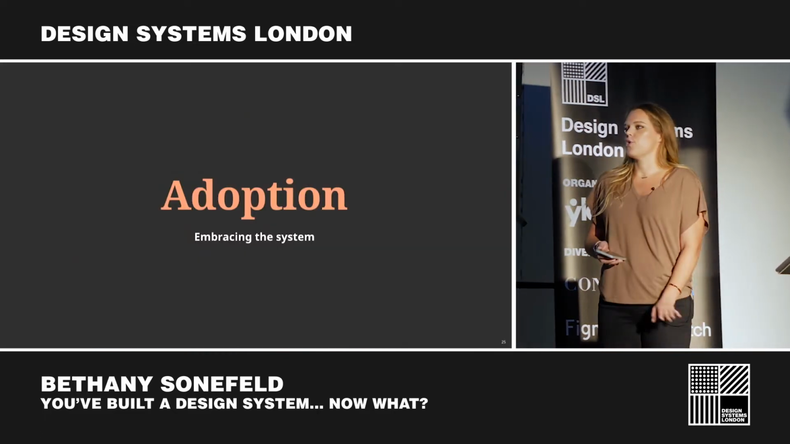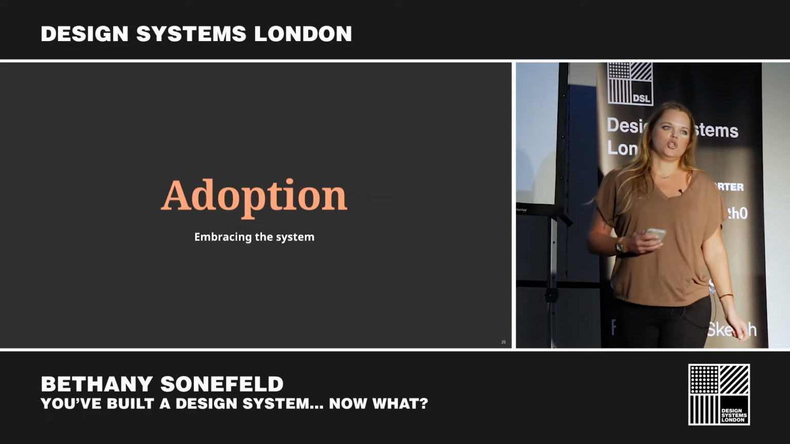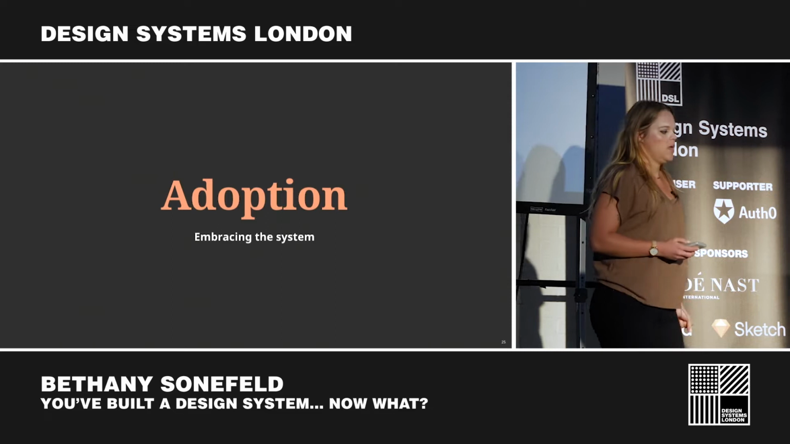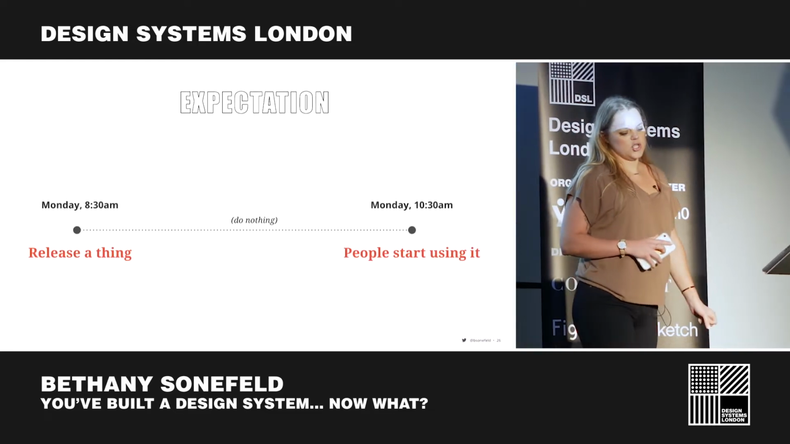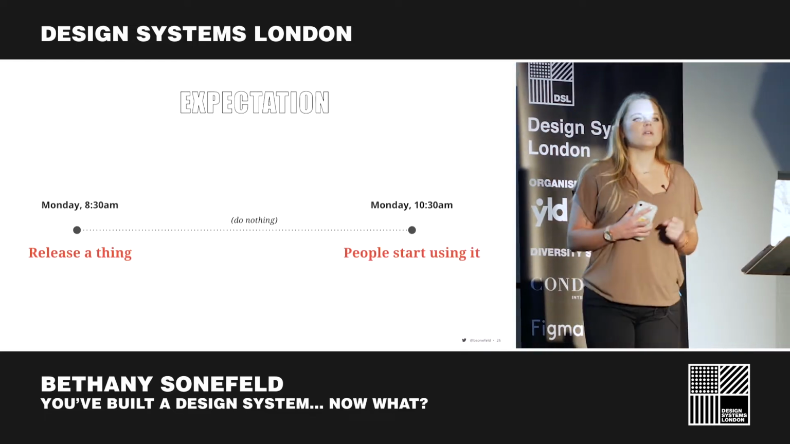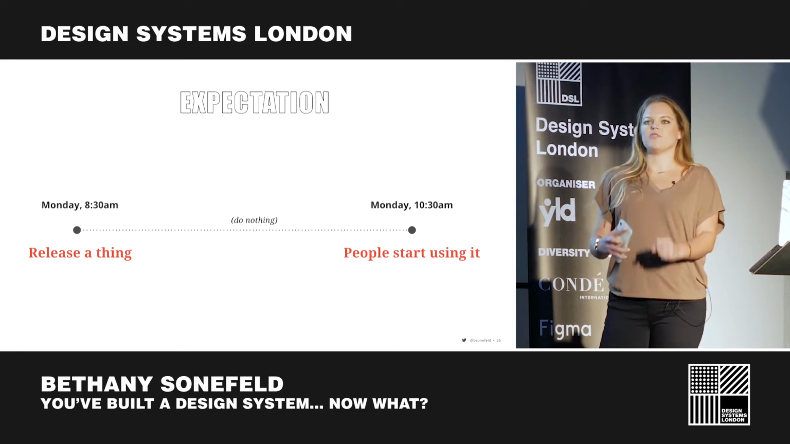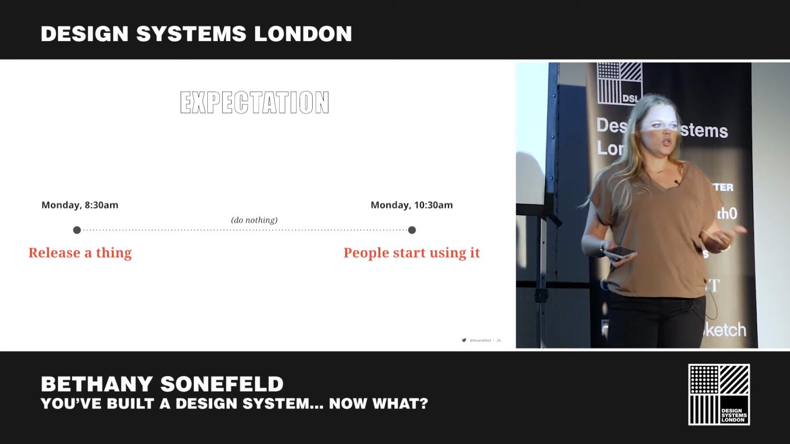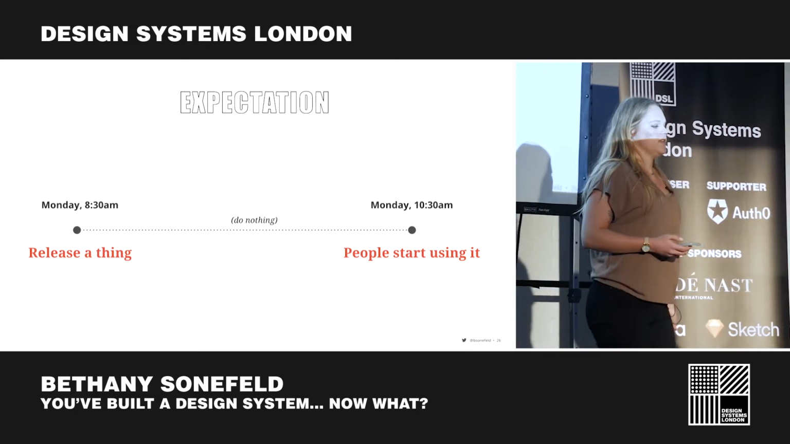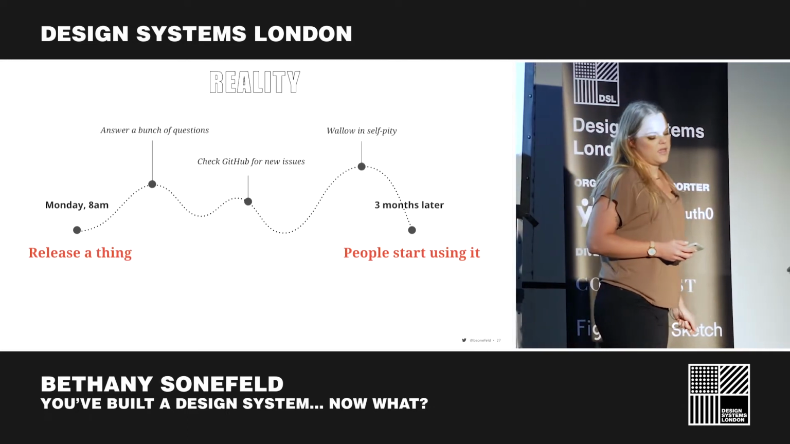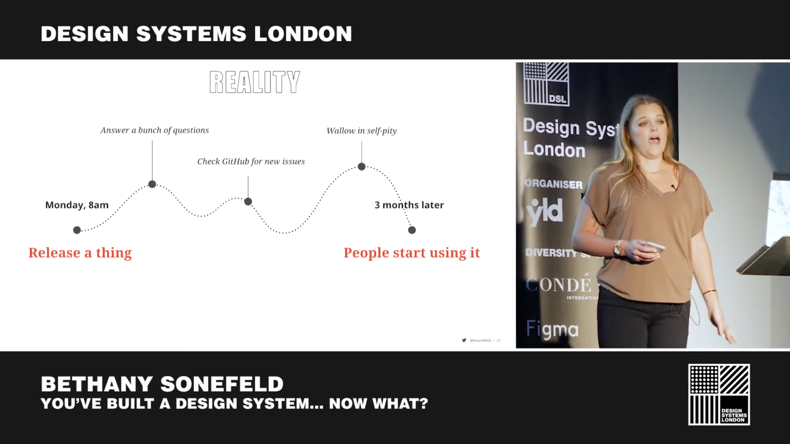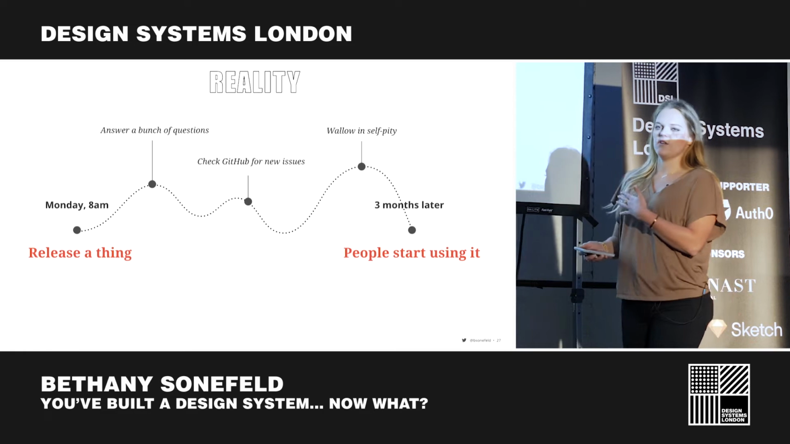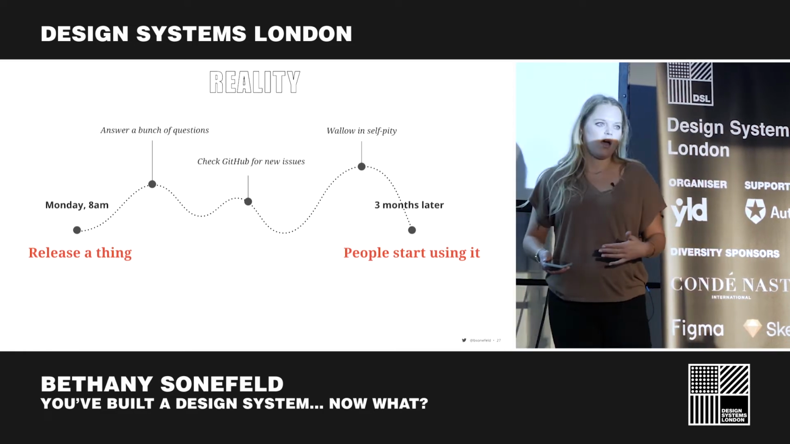So now that you've got some processes in place, let's talk about adoption and how do you get people to use the things that you've actually built. And I feel like there's an expectation out there that you're going to work really hard to build something and you're going to ship it and release it, and then without you having to do anything, people are just going to start using it right away. And that's not necessarily the case. I think that adoption is not a linear path. There's going to be a lot of ups and downs. You may even wallow in self-pity at some point, which I may or may not have done.